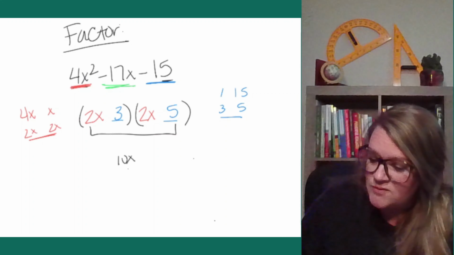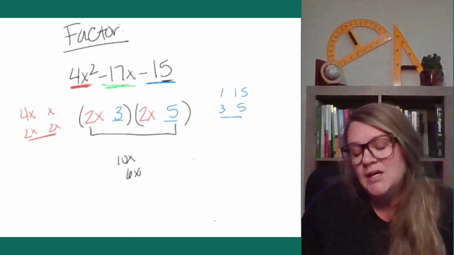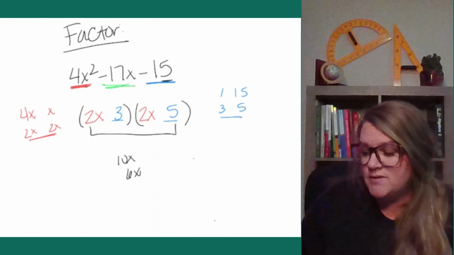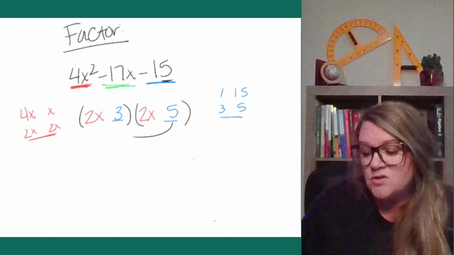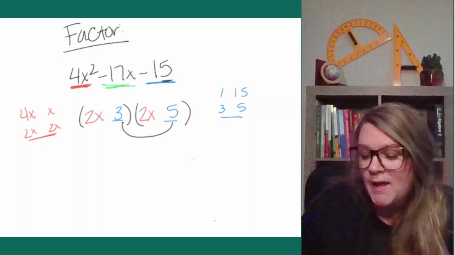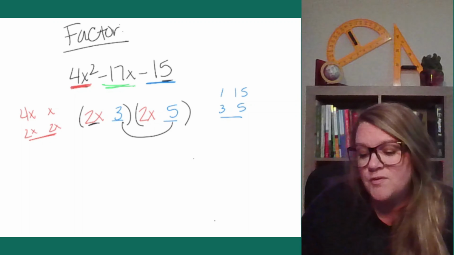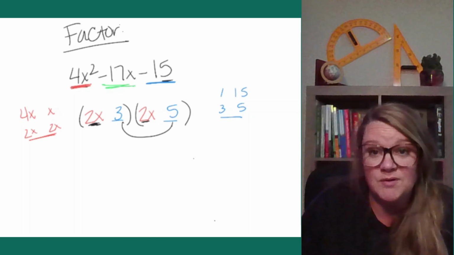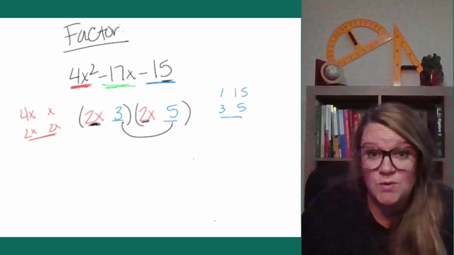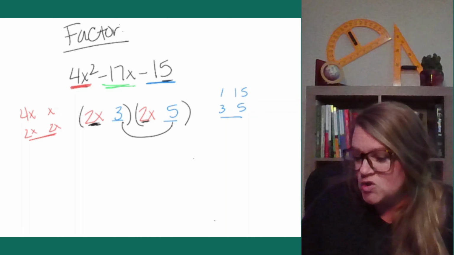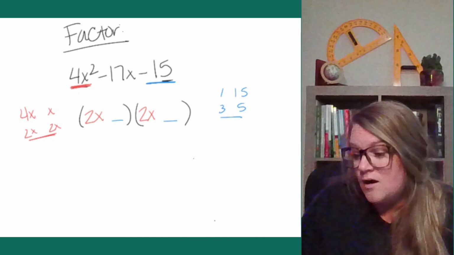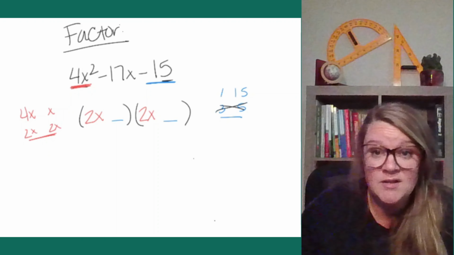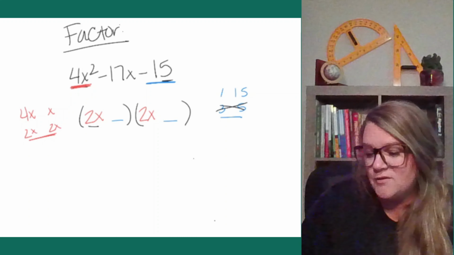Inner times inner gives me 6x. That can give me not 17. I can't get a 17 out of those numbers. So I did not do that part correctly. Now we could switch this 3 and 5 around, but since my first terms are both 2x, I'm going to be multiplying by exactly the same number. So I don't need to switch my terms around in this one because it'll give me the exact same thing. So I'm going to skip that part. We can't switch the 3 and the 5 around. So 3 and 5 are not my numbers, as if these two are my first ones.